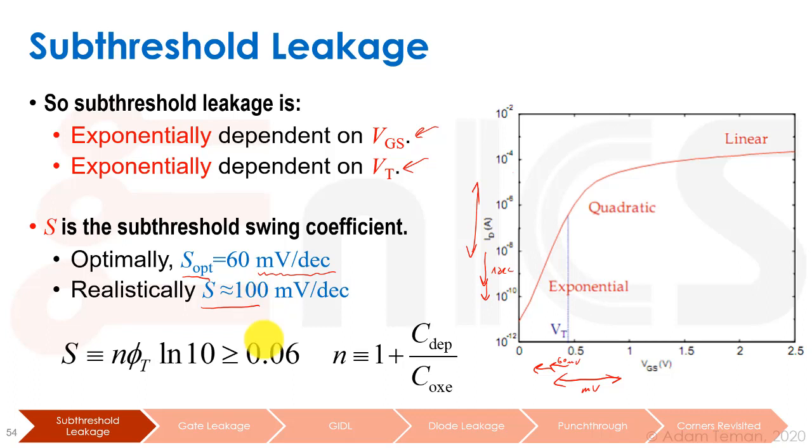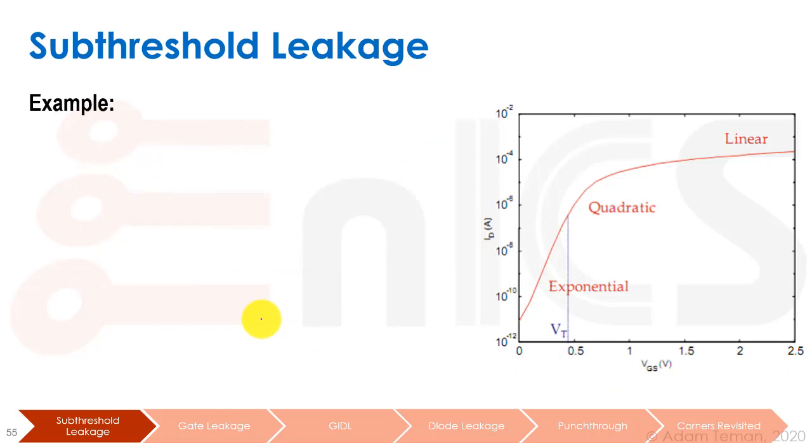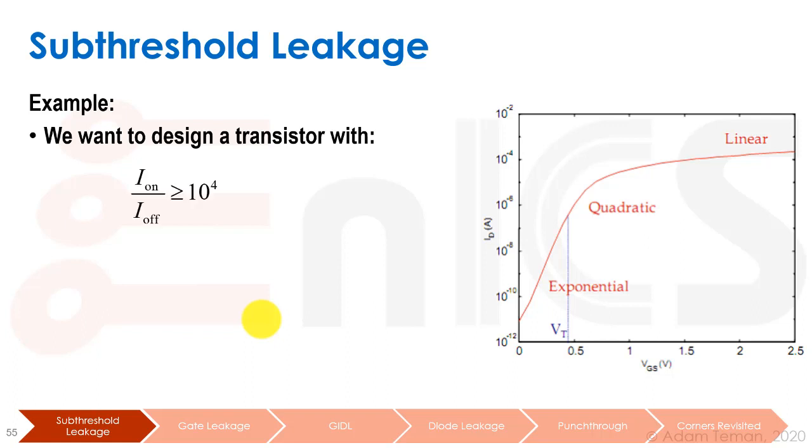Again, S is a function of n. If n is equal to 1, which is the optimal n, we get S that equals 60. If it's more realistic, we get something closer to 100. In fact, one of the reasons that we make newer devices is to try to improve that subthreshold swing. Okay, so let's look at a short example, kind of what I said before. We want to design a transistor. If we're now a device designer and we want to make sure that we have an I-on to I-off ratio that has to be at least 10 to the 4th. So we remember that I-on means that VGS is bigger than VT, right?